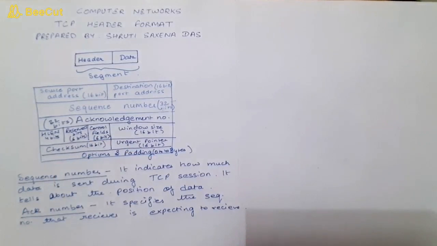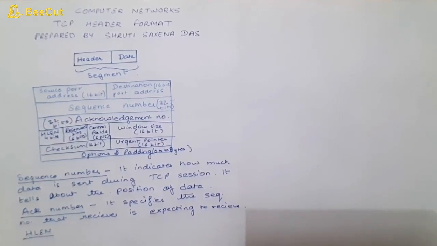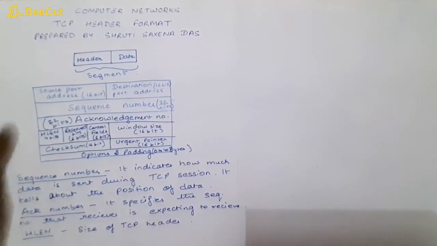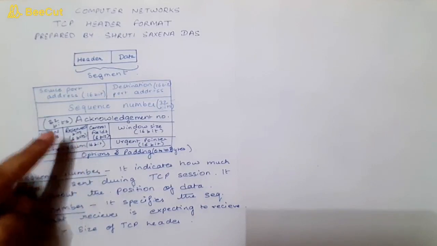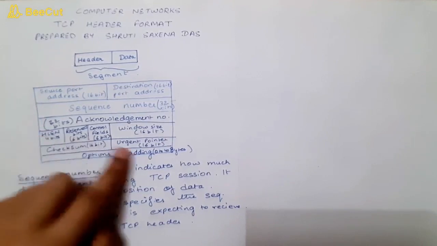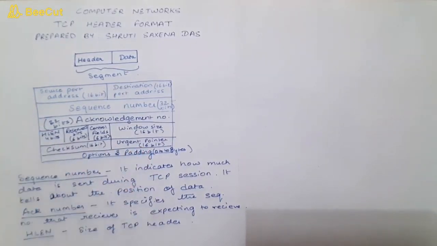We have already discussed the acknowledgement number. Next is the header length. Header length basically tells the size of your TCP header. In every header, the first 5 rows are necessary: your source port address, destination port address, sequence number, acknowledgement number, then header length, window size, checksum, urgent pointer. So these 5 rows are necessary.